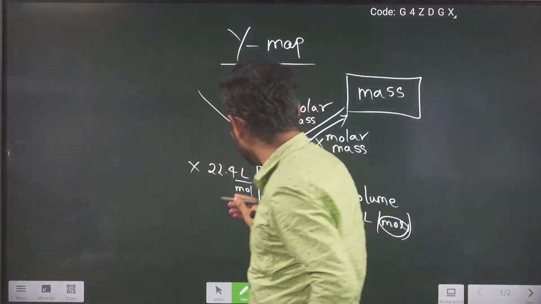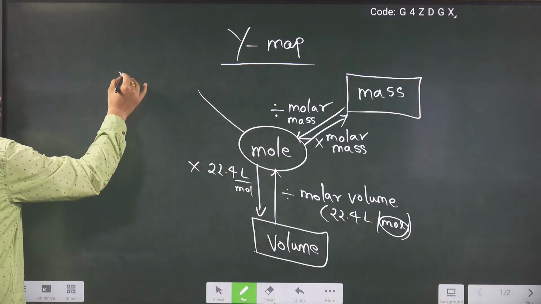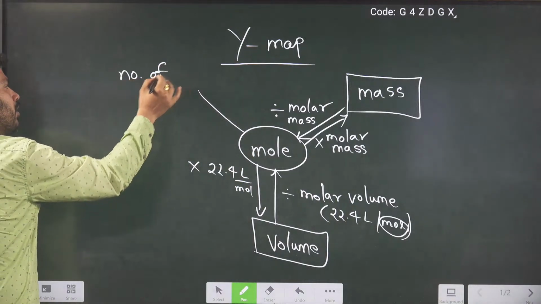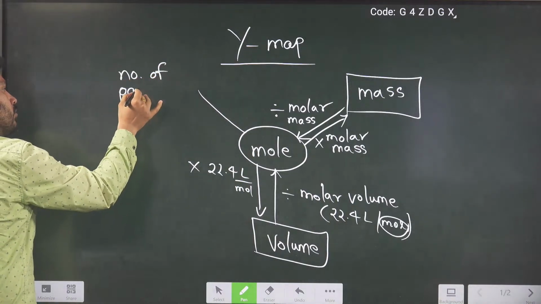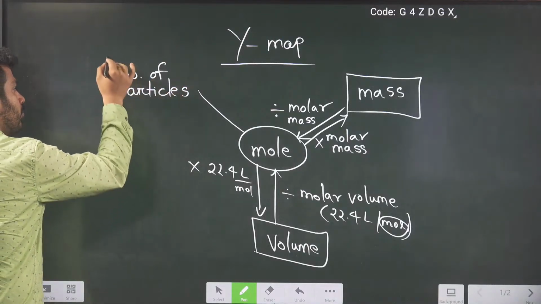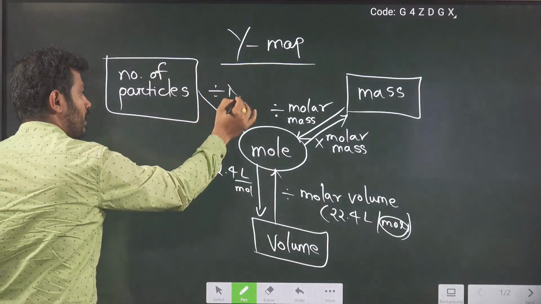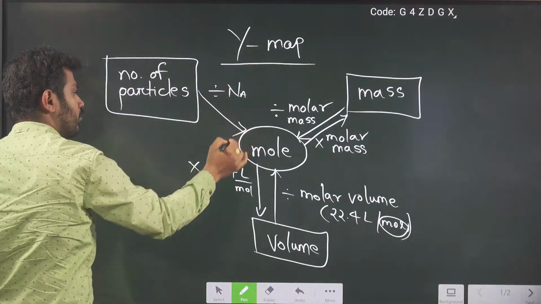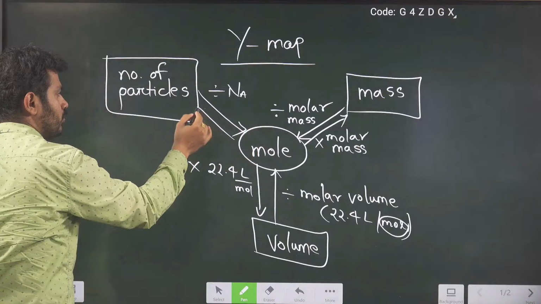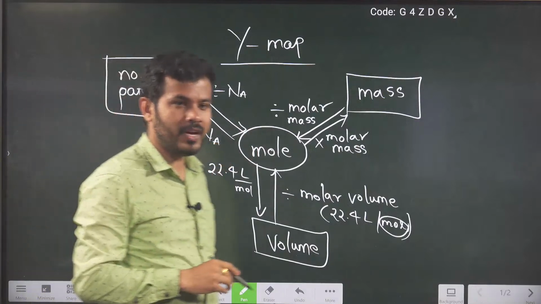Next, the third parameter that we can link with the number of moles is the number of particles. It may be the number of atoms, number of molecules, or number of ions, anything else. If the number of particles is given, divide by Avogadro's number and you will get the mole. And the opposite is also true: multiply with Avogadro's number. I hope you remember this Y map.